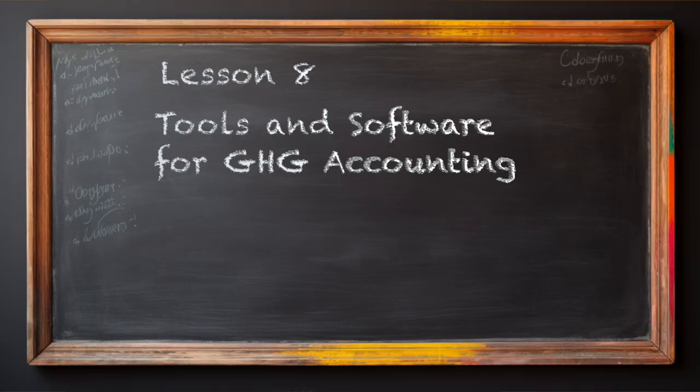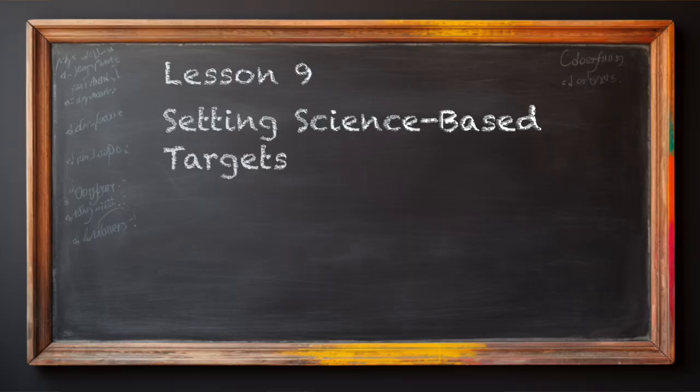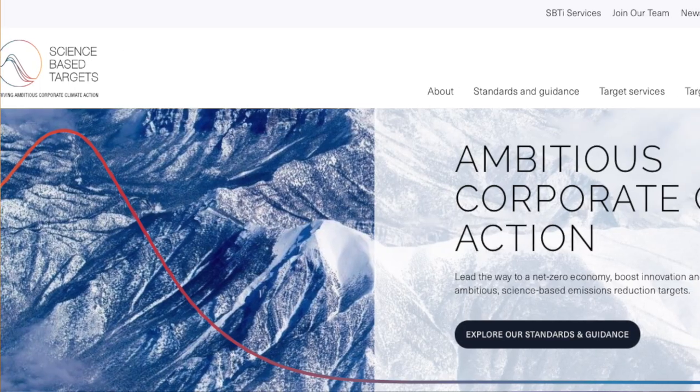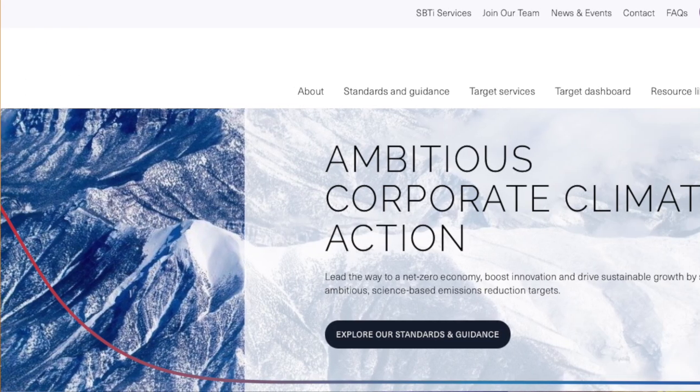In lesson 8 we talk about the tools and the software for GHG accounting. We will discover platforms and tools to streamline emissions tracking, calculations, and also reporting for improved efficiency and accuracy. Then in lesson 9, we are setting the science-based targets. There we learn to align the corporate goals with the climate science, so the up-to-date climate science, by setting targets to limit the global temperature rise to 1.5 or 2 degrees.